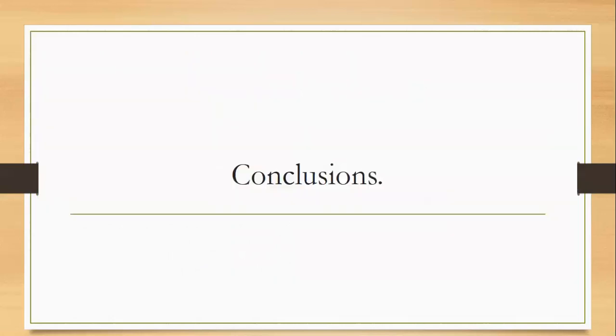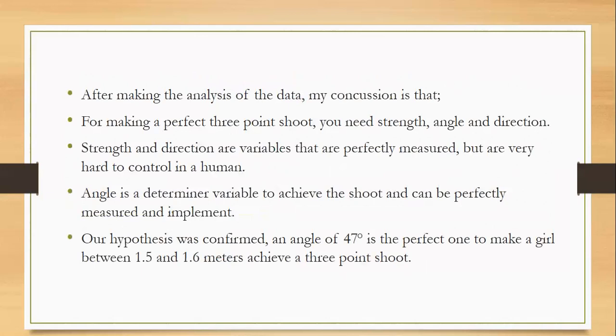Our conclusion. After making the analysis of the data, my conclusion is that for making three-point shots, you need a straight angle and direction. The angle and the direction are variables that are perfectly measured but are very hard to control in a human, as we don't have much control over our stroke. And also the direction is something that we need to practice.